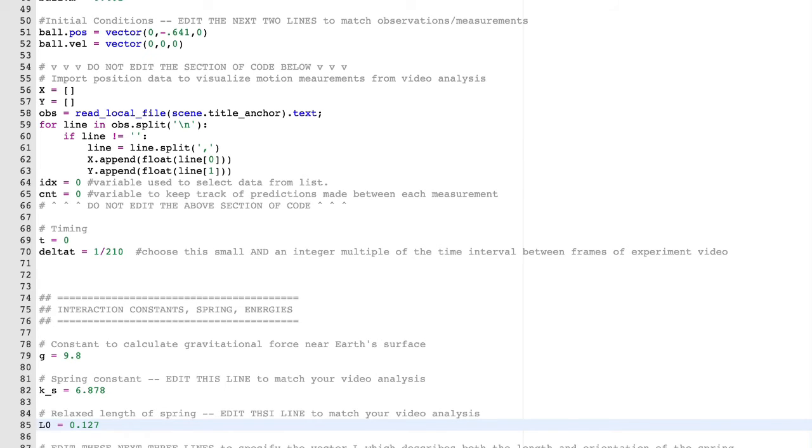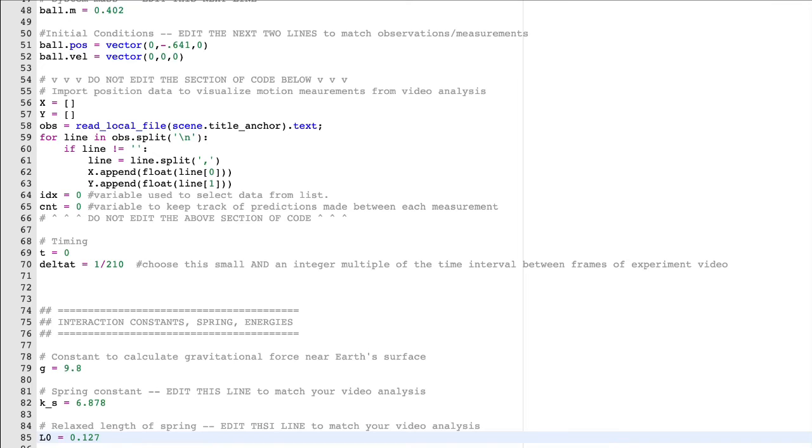First, I input the data that we collected and calculated previously. In lines 48, 51, and 52, I set the ball's mass, initial position via Tracker, and initial velocity, which was at rest. In lines 79, 82, and 85, I specify the force of gravity, the spring constant we just calculated, as well as the relaxed length we just calculated.